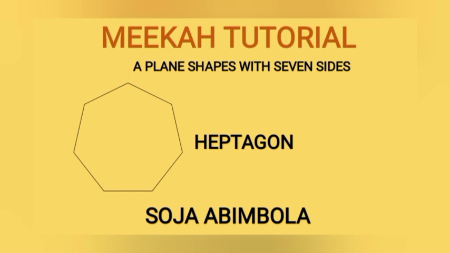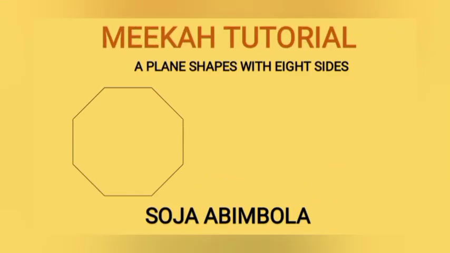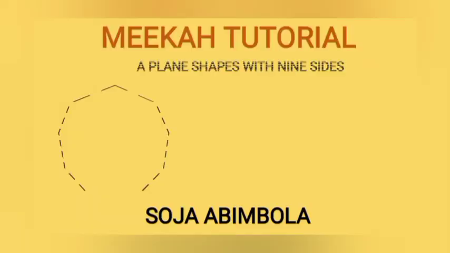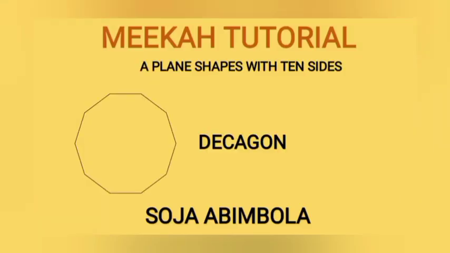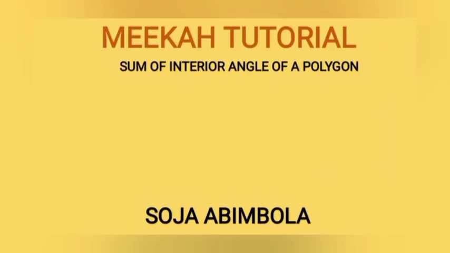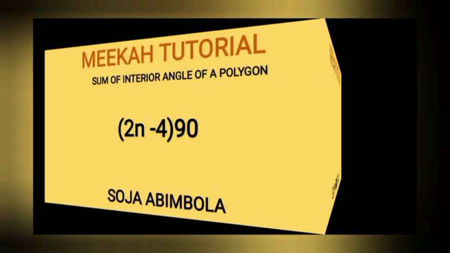7 sides: heptagon. 8: octagon. 9: nonagon. 10: decagon. The sum of interior angles of a polygon is (2n minus 4) times 90.